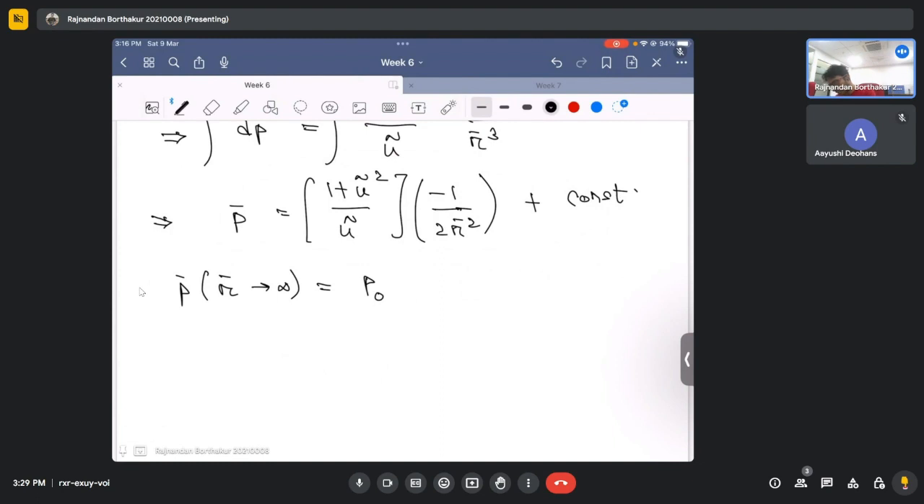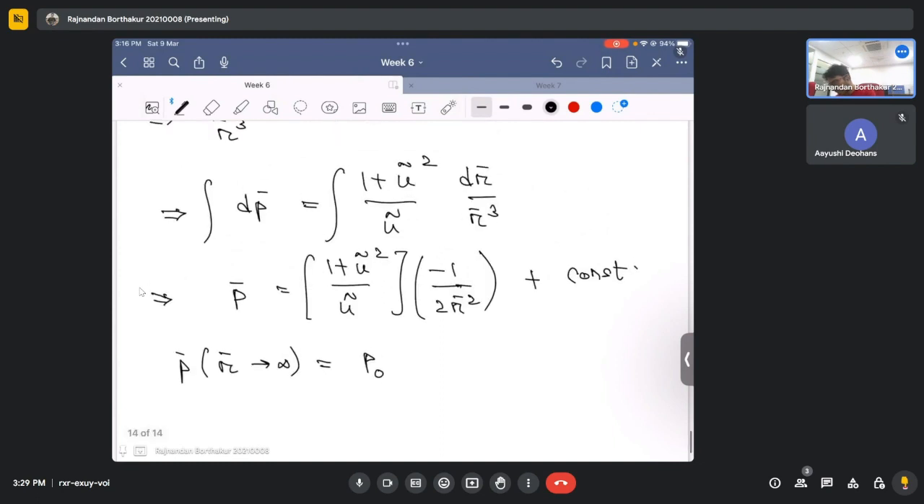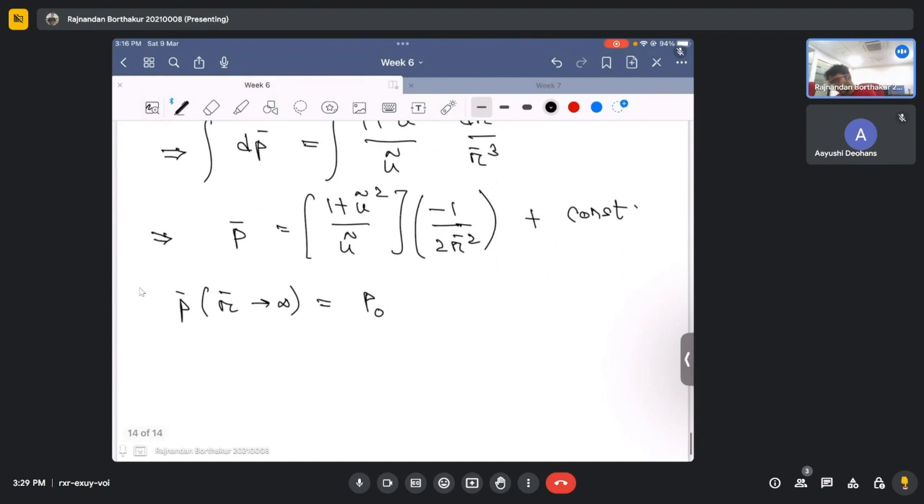Okay, so this means that at R bar tending to infinity, this term would just drop out, which means the constant, as you can see, would basically come out to be P naught. I hope this is clear.